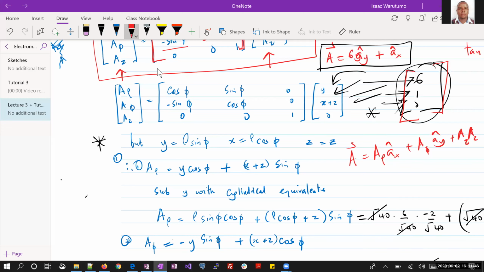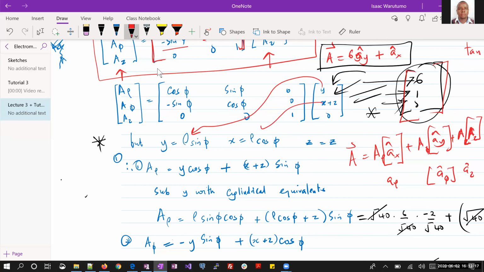But because we are changing the unit directions or unit vectors, each of them is becoming A row and A phi and AZ. We have to express my Y in terms of rho and phi, and I have to express my X in terms of its definition in cylindrical coordinates, but this Z remains the same. So that is the tricky part.